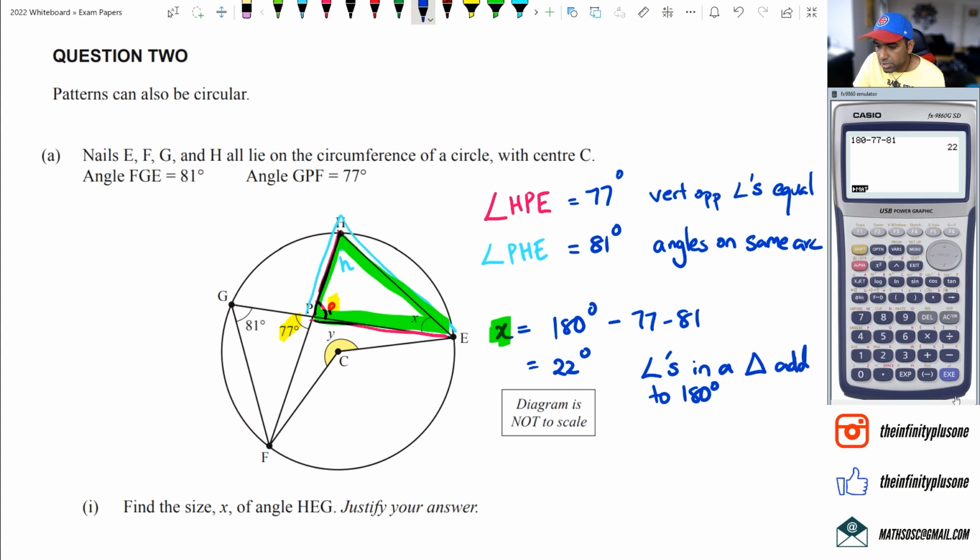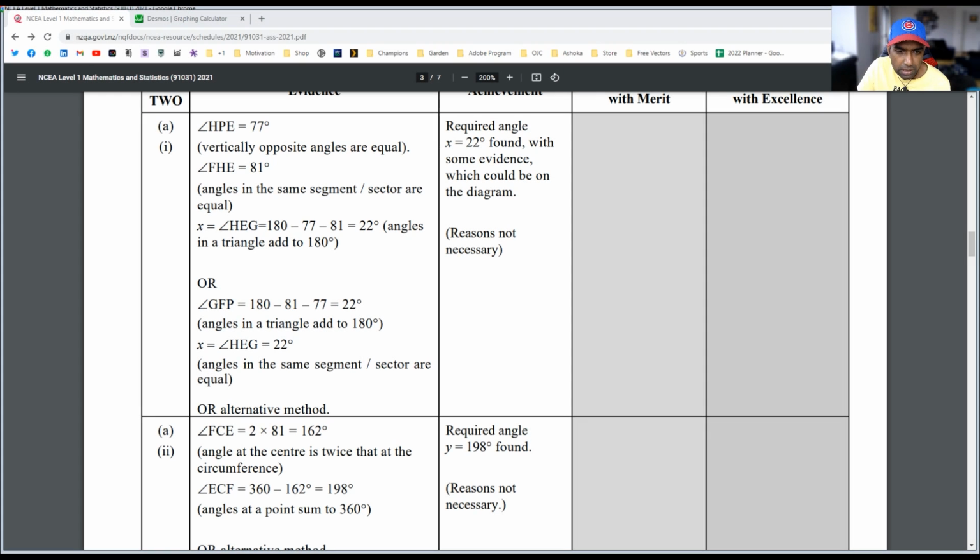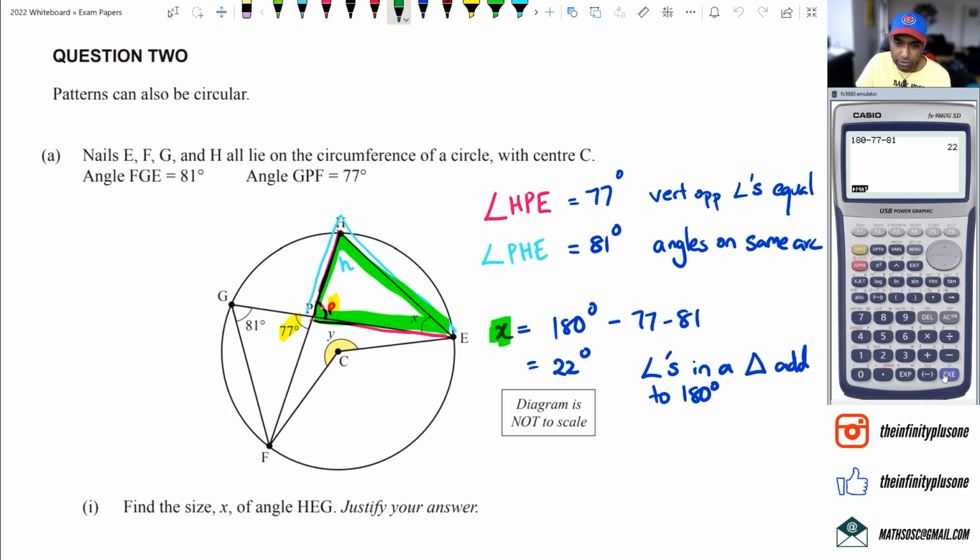Now, when I look at the answer schedule for this particular question, you've got your answer there, which is 22 degrees right here. But it does say reasons not necessary, and maybe they just changed it. I know that they were strict with the reasonings in previous years. Well, maybe for an achieved, they're not stressing too much. But I always say put your reasons in there, guys, just so we don't mess it up. All right, so that's going to be an achieved question there.